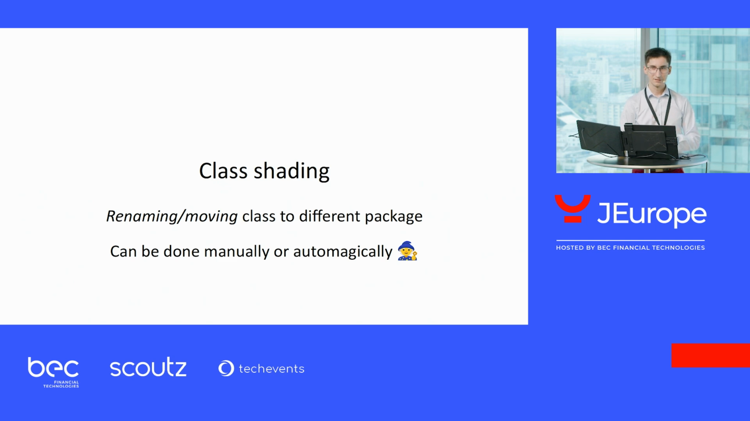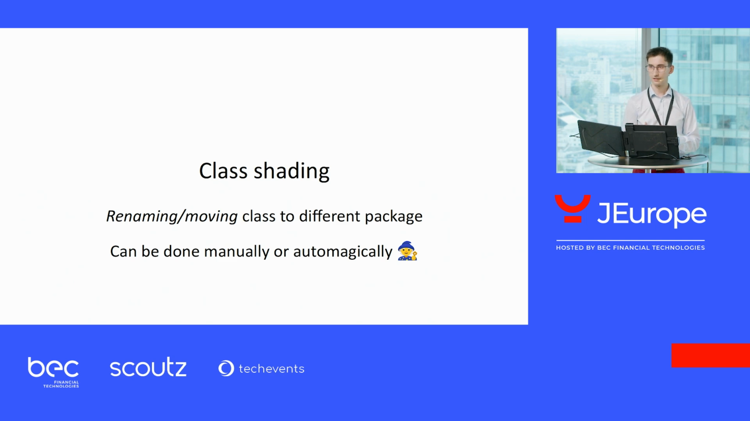But let's see what class shading is. Class shading is, in general, renaming or moving the classes from one package to another. So instead of, in this example, com.google.gson, we'll use the classes from a different package that will be bound to our project. So for example, com.json.project instead of com.google.gson.